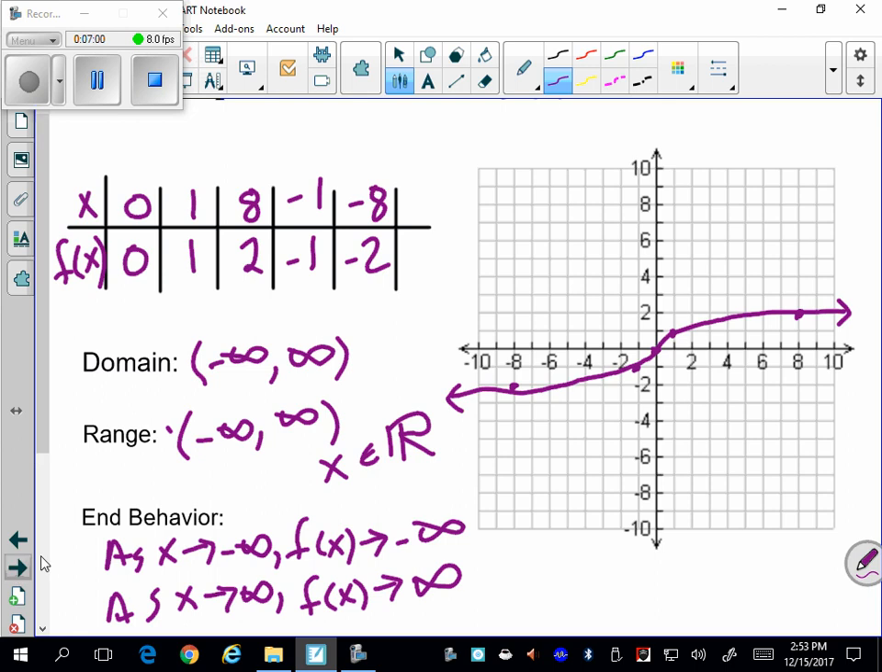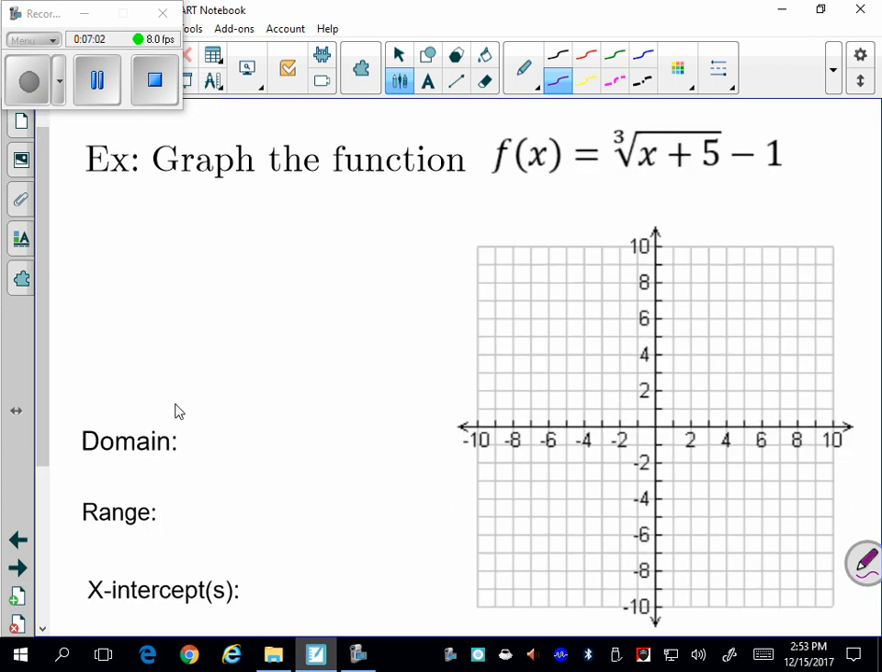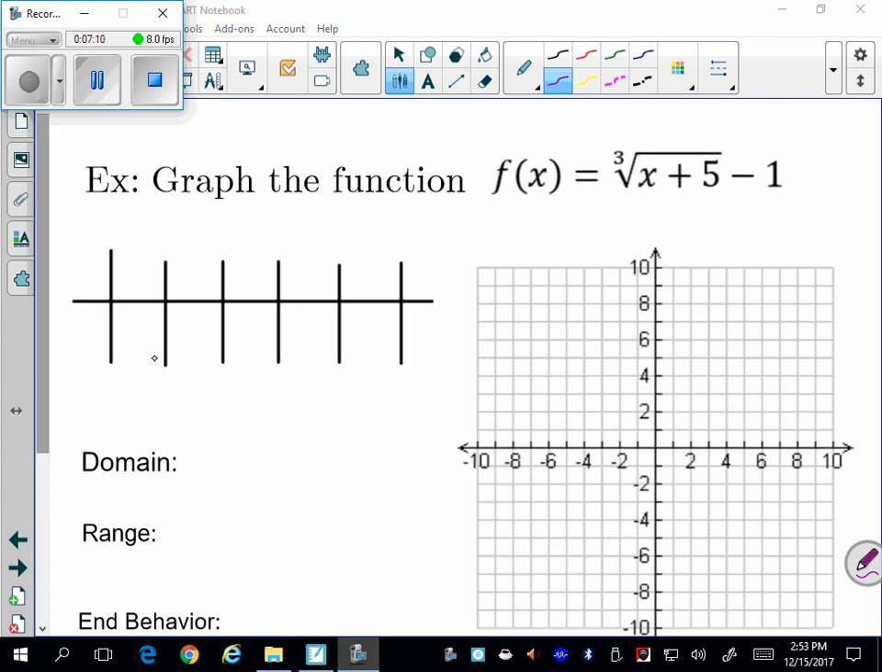Last problem. If we have a cube root, not just the cube root of x, but the cube root of x plus 5, subtract 1. I still have a table here, x and f of x. Think about what numbers you can put in for x that will give a nice cube root. From our last example, we know we can do the cube root of 0. So what x could we put in here that will make this 0? That would be -5, because -5 plus 5 is 0. Cube root of 0 is 0, minus 1 is -1.